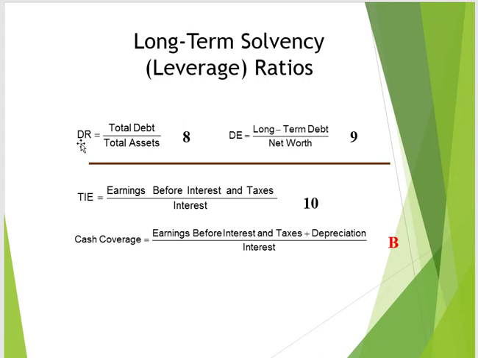DR is the debt ratio, and this tells us, again, it's total debt divided by total assets. Since we have a balance sheet, this represents the percentage of assets that have been purchased by borrowing money. And of course, the larger the number, the greater the debt ratio, implies greater debt.